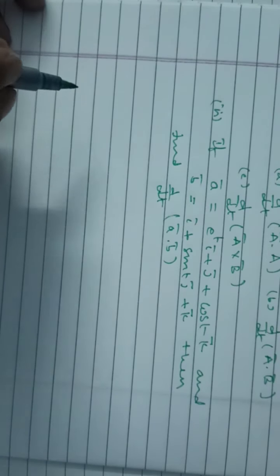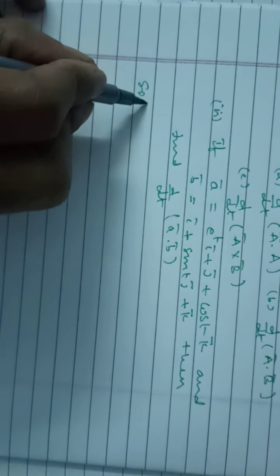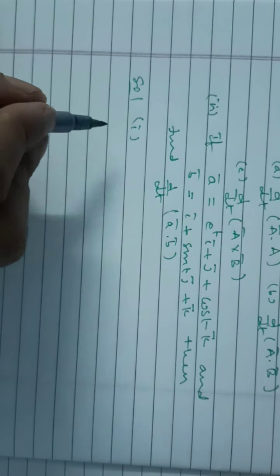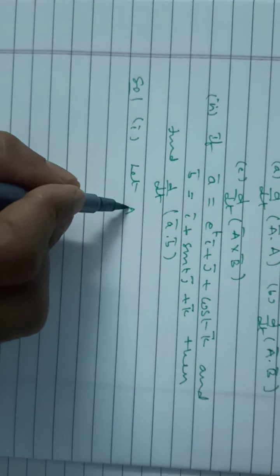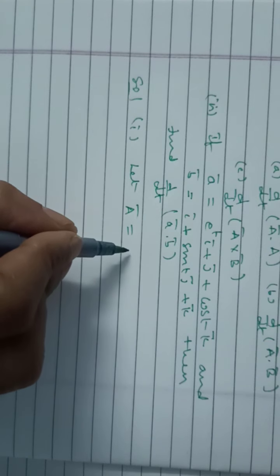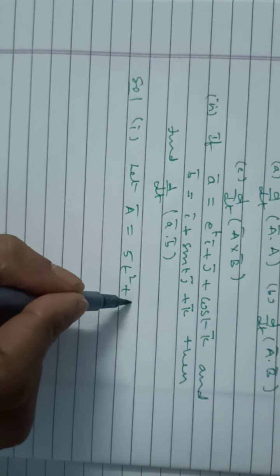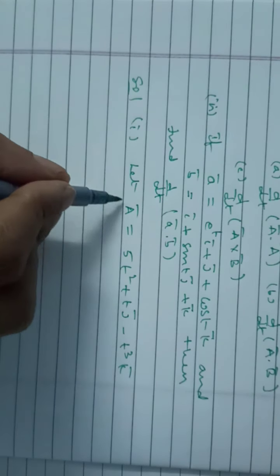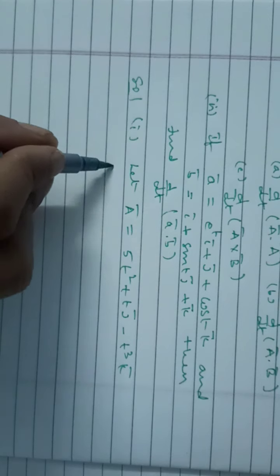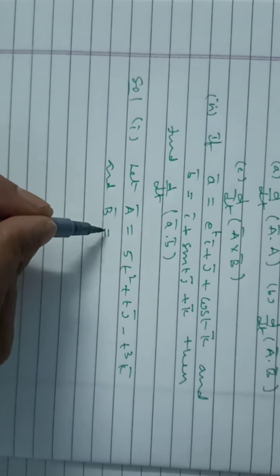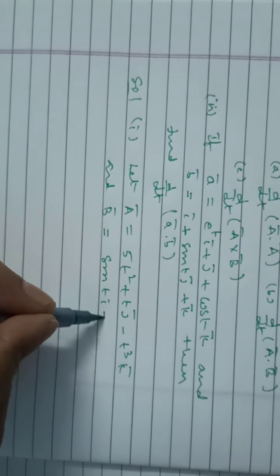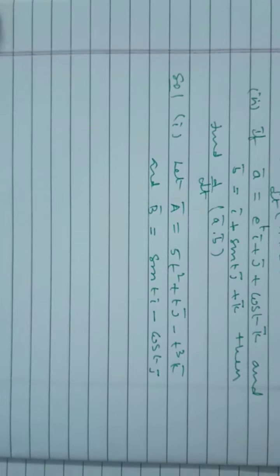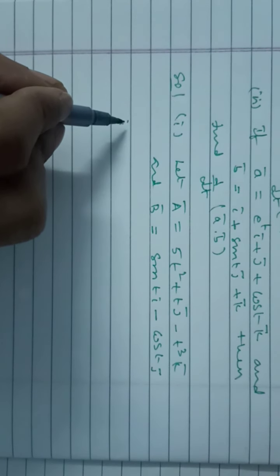Next, solution for the first problem. Let a bar is equal to 5t square i bar plus t j bar minus t cube k bar and b bar is equal to sin t i bar minus cos t j bar. Next, first problem, that is a problem.